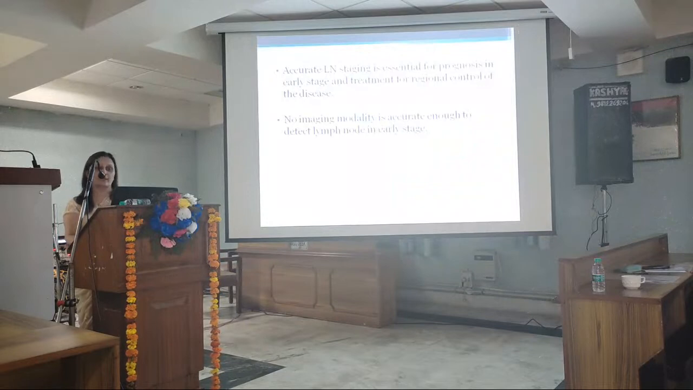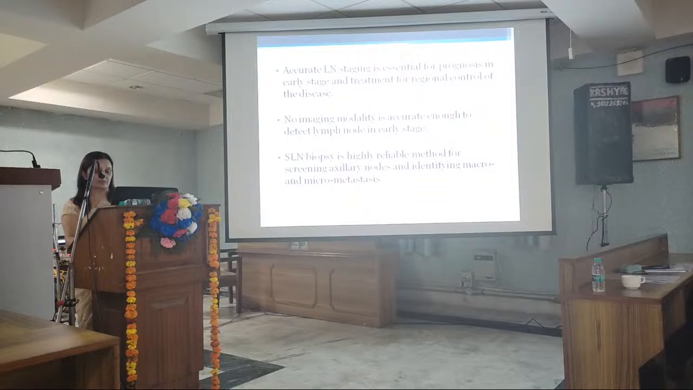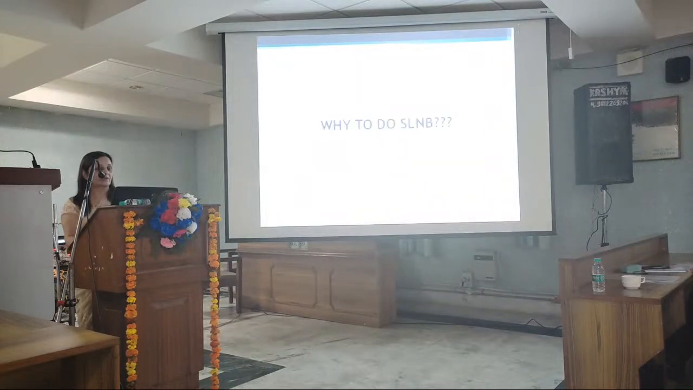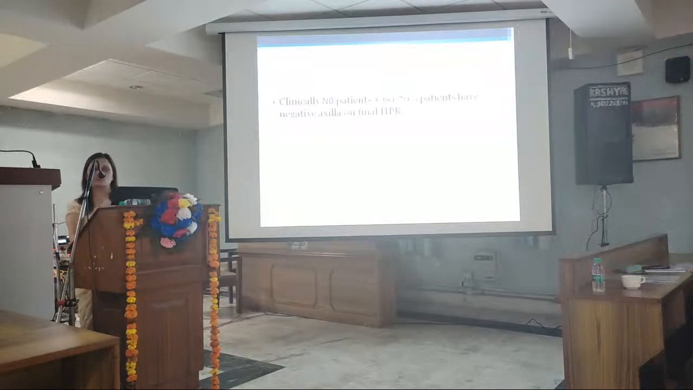There is no imaging modality which is accurate to detect lymph node involvement. We have imaging modalities to exactly tell us about tumor size and metastasis size, but not for the lymph node. And sentinel lymph node biopsy is quite reliable in this regard, which can screen our axillary lymph nodes and we can identify the micro and macrometastasis. Why do we want to do the sentinel lymph node biopsy? We want to do it in those patients who have a clinically negative axilla, that is N0 patients.